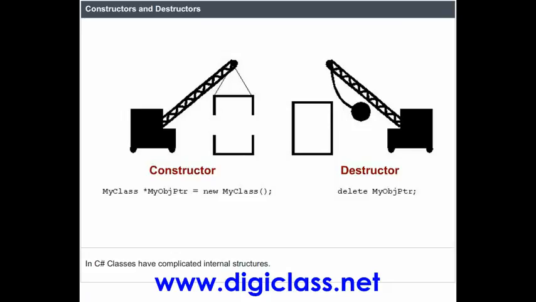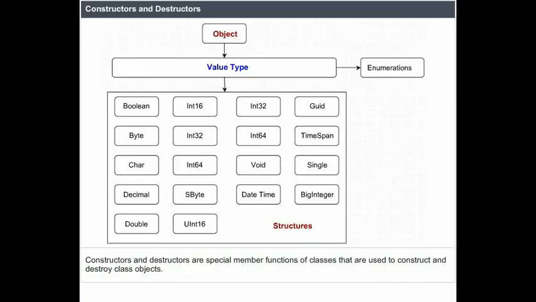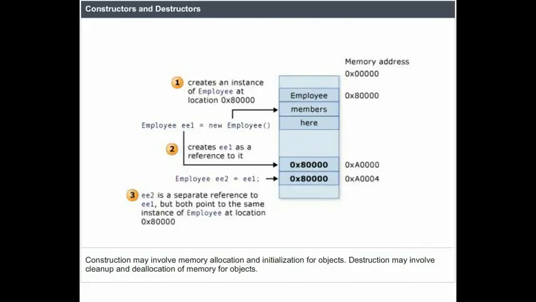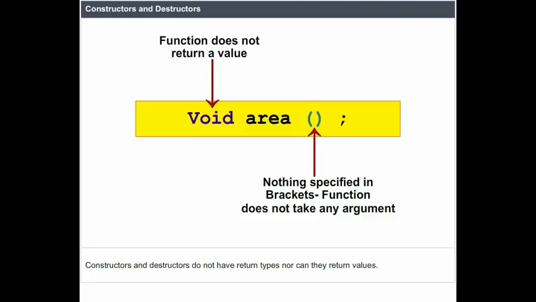Constructors and destructors. In C#, classes have complicated internal structure. Constructors and destructors are special member functions of classes that are used to construct and destroy class objects. Construction may involve memory allocation and initialization of objects. Destruction may involve cleanup and deallocation of memory for objects. Constructors and destructors do not have return types, nor can they have return values.